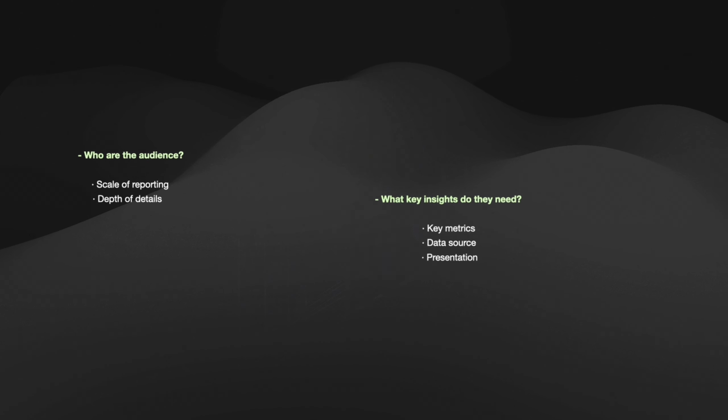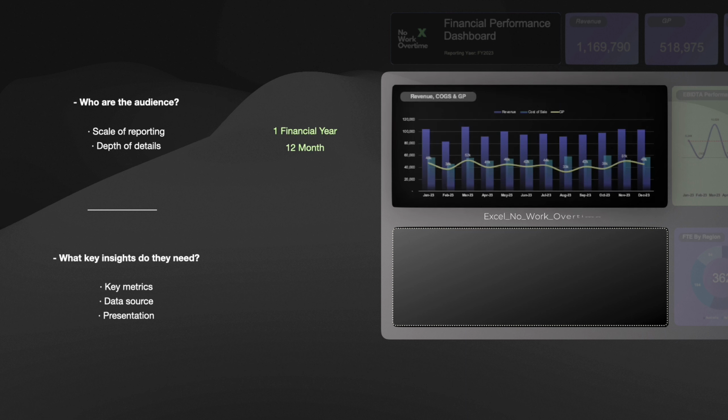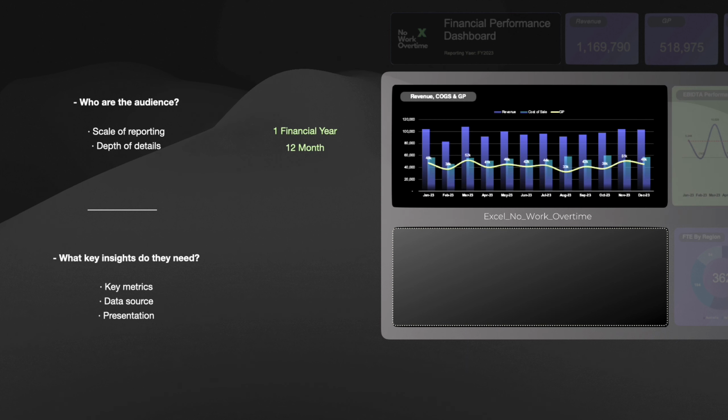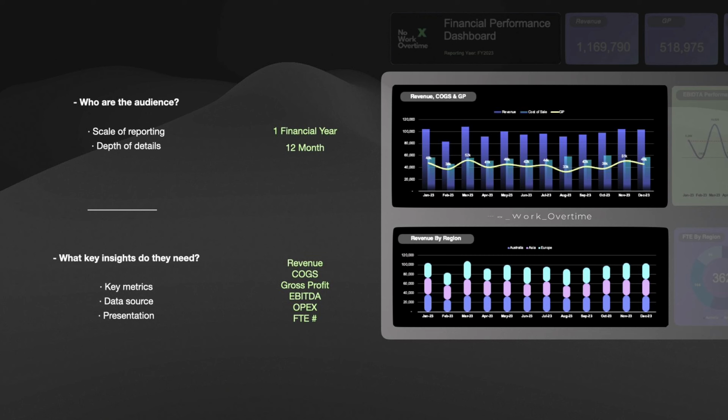In this tutorial, we hypothesize that this dashboard is for executive reporting and focus on actual balances for one financial year. The key financial metrics are main items on the profit and loss or income statement, such as revenue, cost of goods sold, gross profit, EBITDA, operating expenses, and one non-financial metric, the number of full-time employees. Among these metrics, gross profit and EBITDA are the most important.